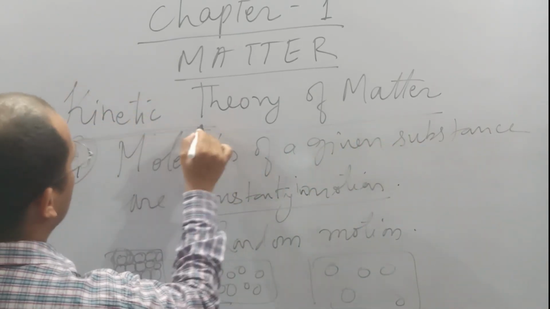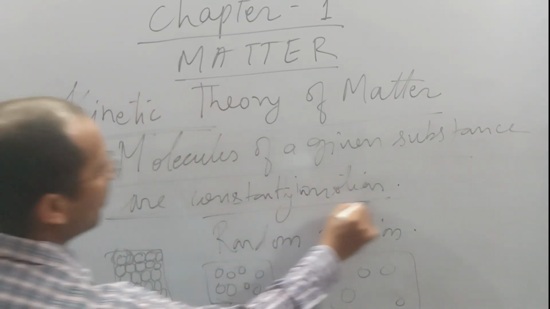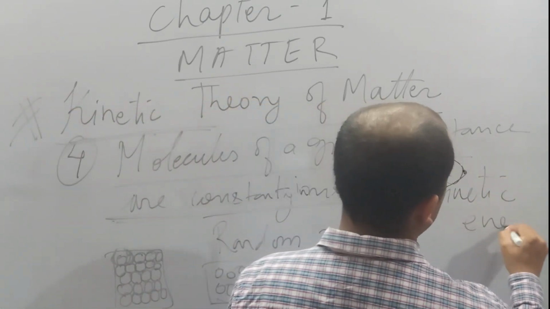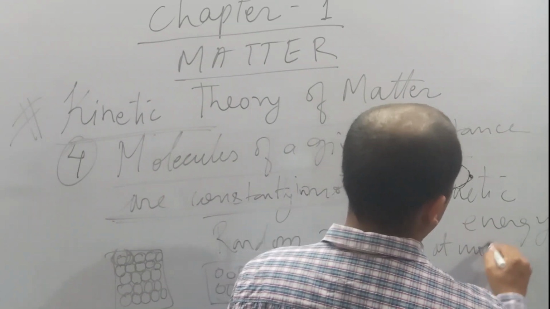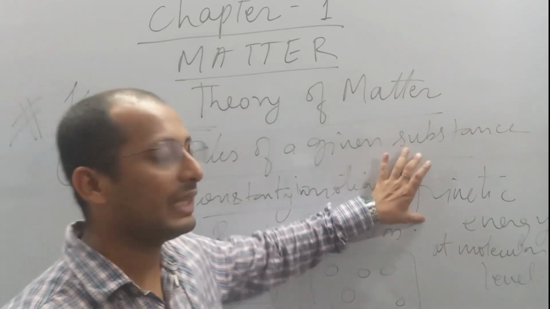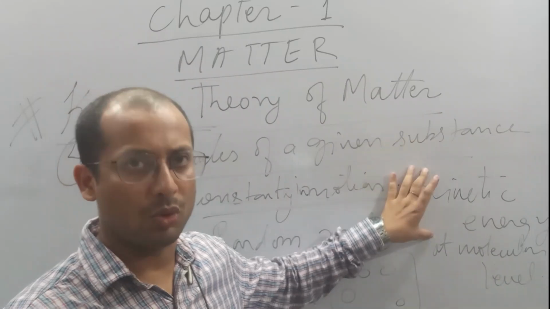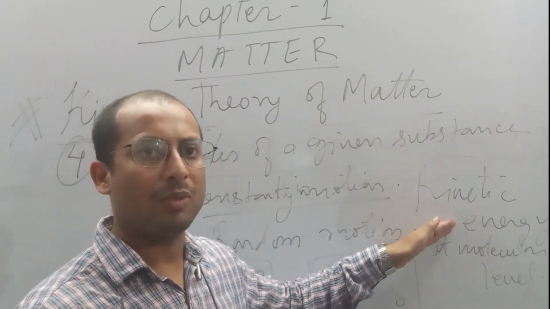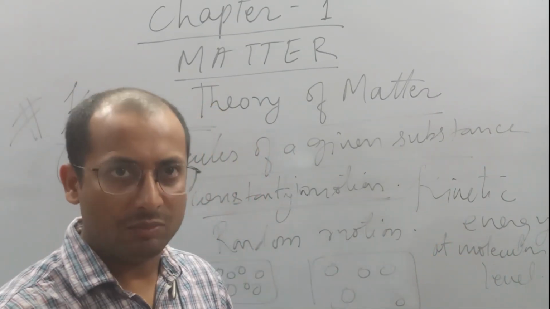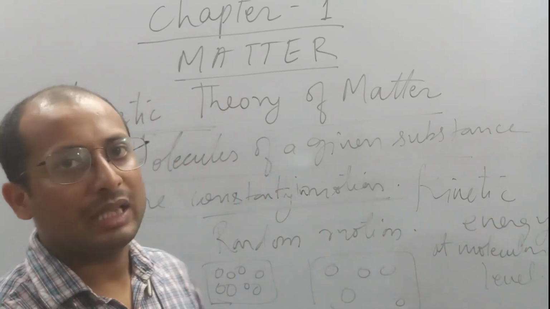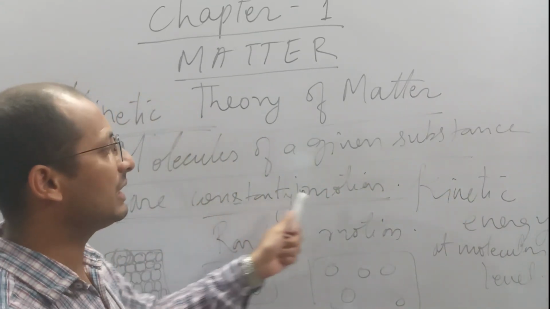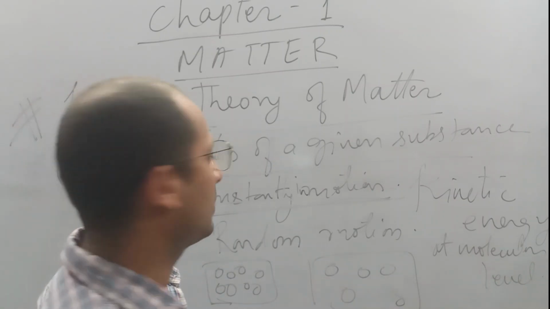This is a very important property because it states the kinetic energy at the molecular level. In physics, you must have studied what kinetic energy is: energy possessed by a body in motion. In the same way, at the molecular level the molecules are constantly in motion, so they have kinetic energy, and the kinetic theory states that molecules of a given substance are constantly in motion, or in random motion.